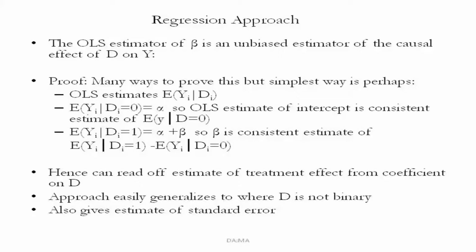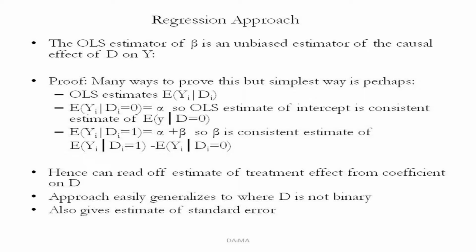So, first think of the OLS estimate of yi given di equal to 0. That is essentially the alpha term, so the OLS estimate of the intercept is the consistent estimator of the expectation of y given d equal to 0. Similarly, when you take the OLS estimate for the treatment group, which is the expectation of yi given di equal to 1, what you arrive at is alpha plus beta.